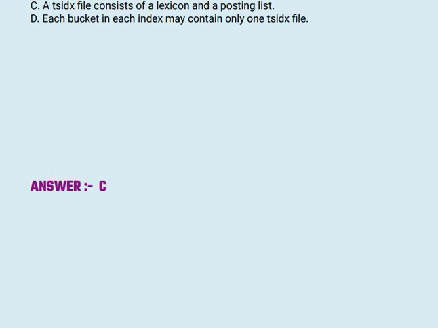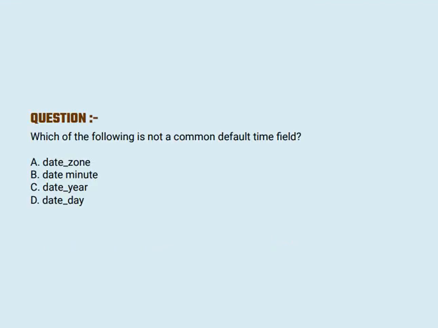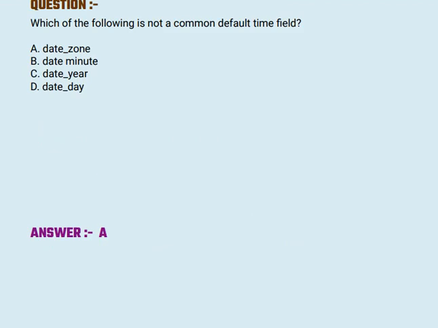Next question is, which of the following is not a common default time field? Option A, date_zone. Option B, date_minute. Option C, date_year. And option D, date_day. The correct answer is option A.